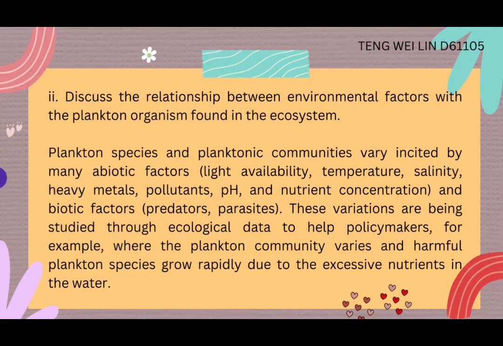Second, discuss the relationship between environmental factors and the plankton organisms found in the ecosystem. Plankton species and planktonic communities vary depending on many abiotic factors such as light availability, temperature, salinity, heavy metals, pollutants, pH, and nutrient concentration, and biotic factors such as predators and parasites. These variations are being studied through ecological data to help policymakers. For example, where the plankton community varies and harmful plankton species grow rapidly due to excessive nutrients in the water.